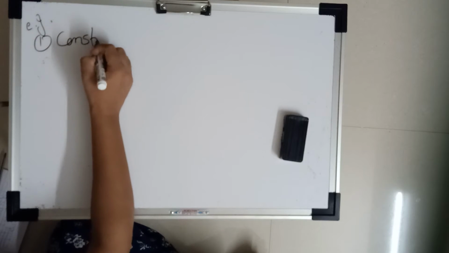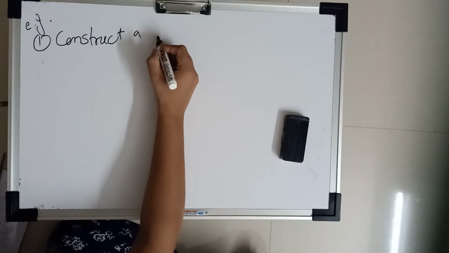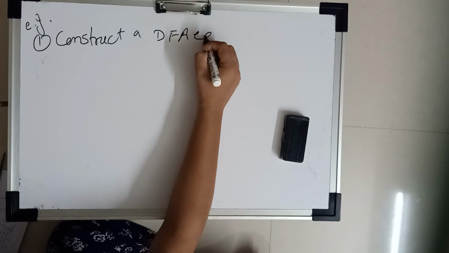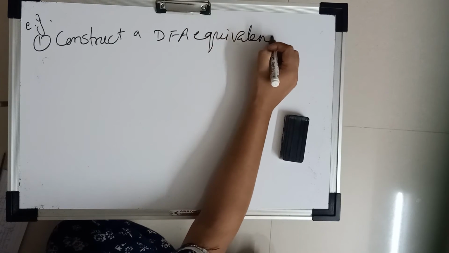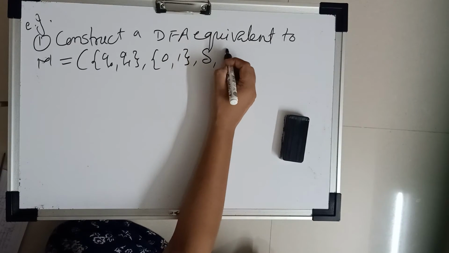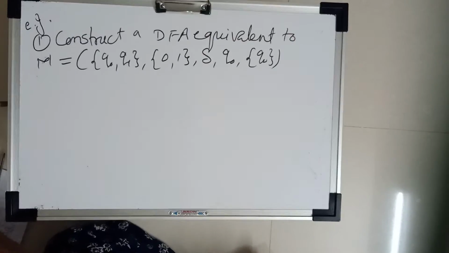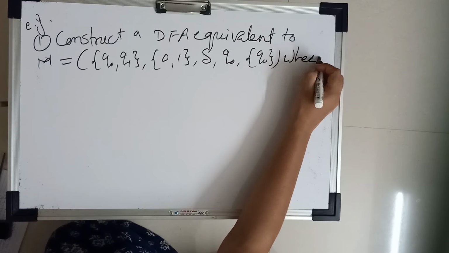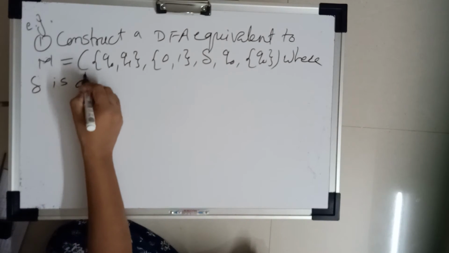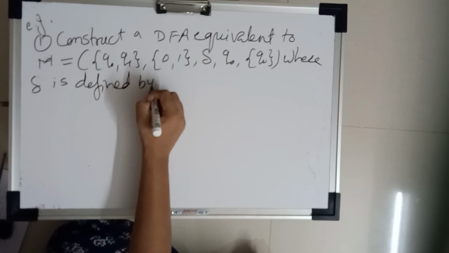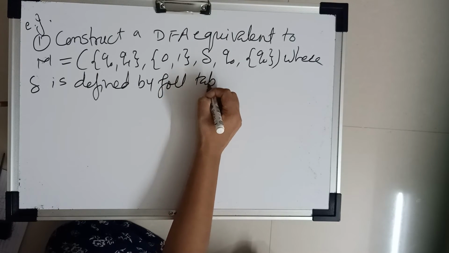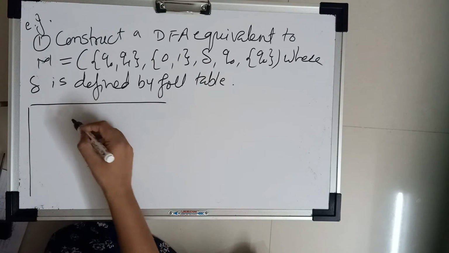Construct DFA equivalent to M = ({Q0, Q1}, {0, 1}, delta, Q0, {Q0}), where delta is defined by the following transition table. So here the transition table is given.